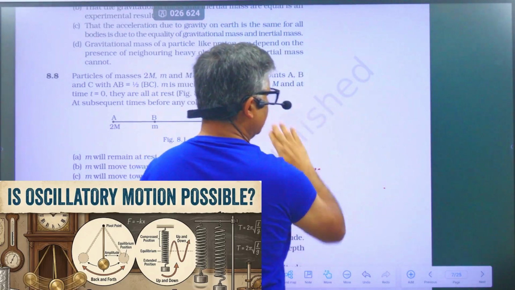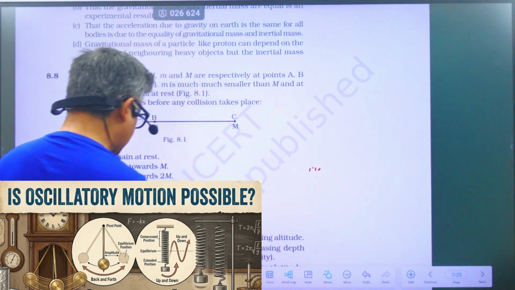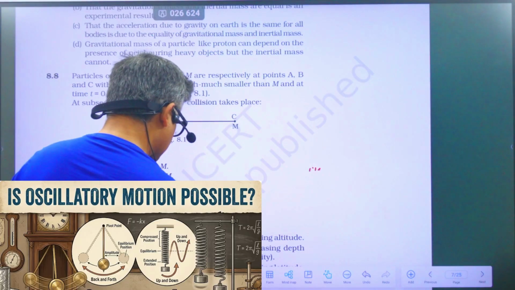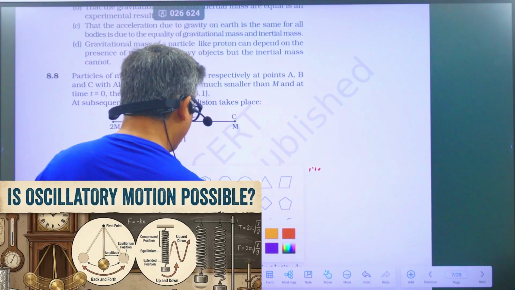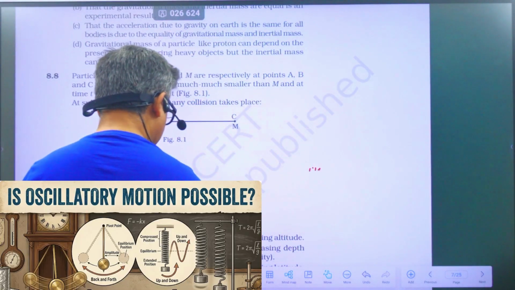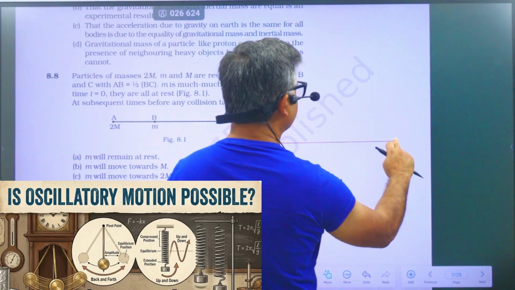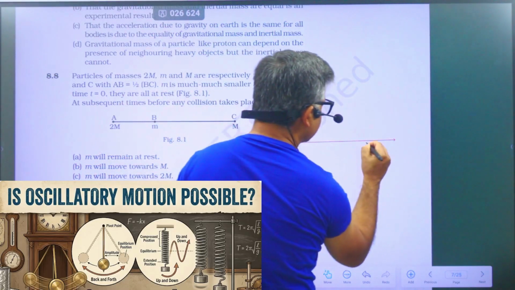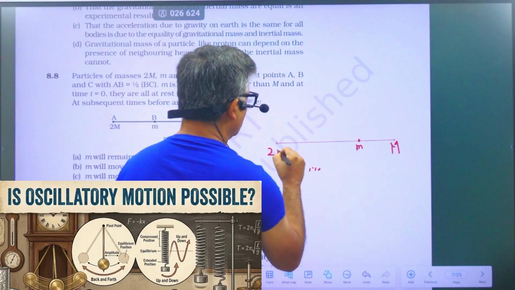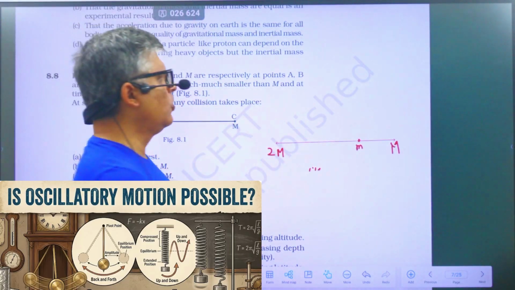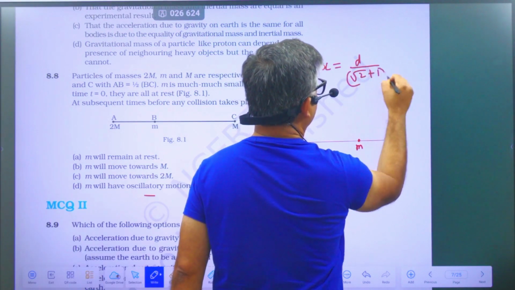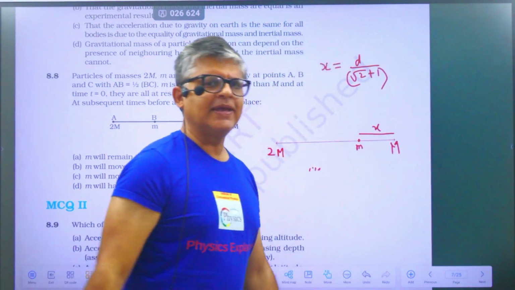All right, so now what happens? I will redraw this so that we are in complete know of what we're doing. So this is your situation, and now your test mass is located here. This is m and this is 2m. And we know x is equal to d upon (root 2 plus 1). Here you are getting equilibrium.